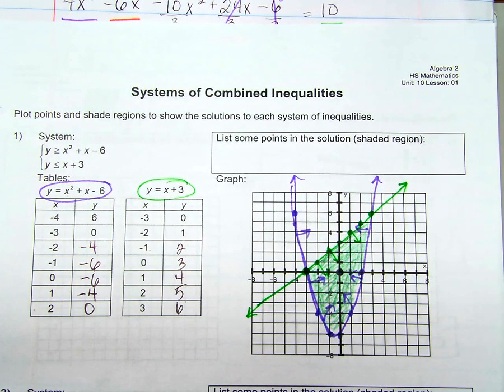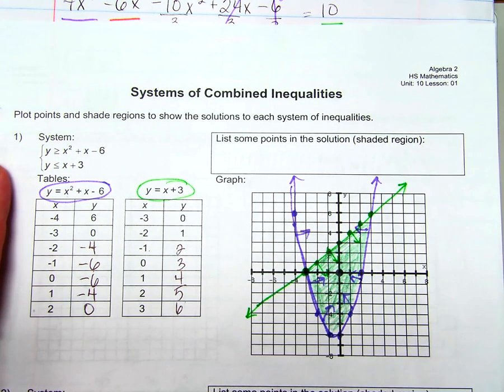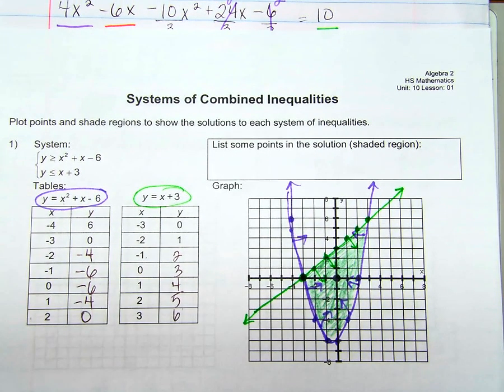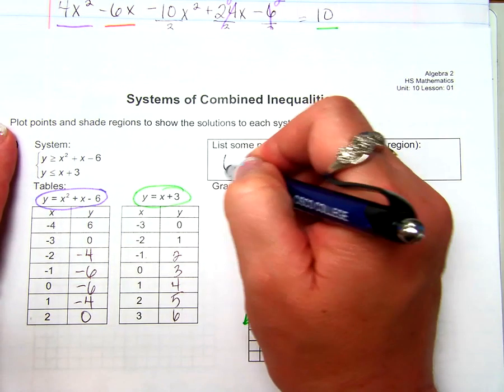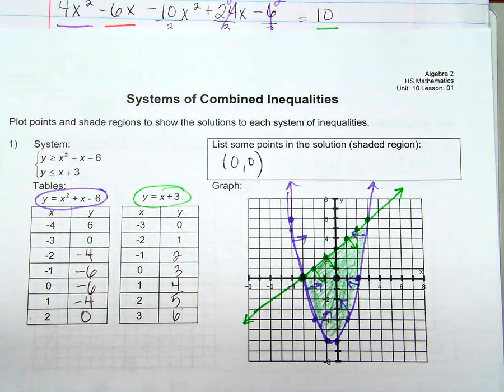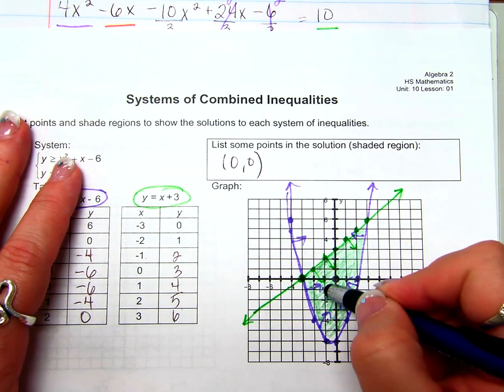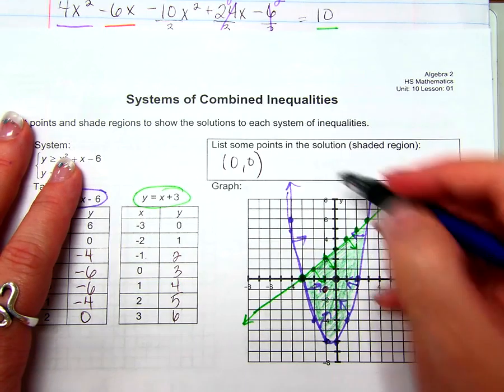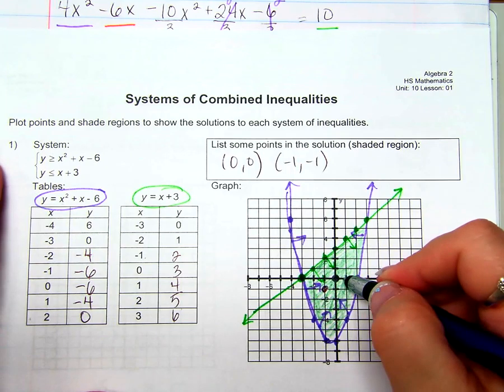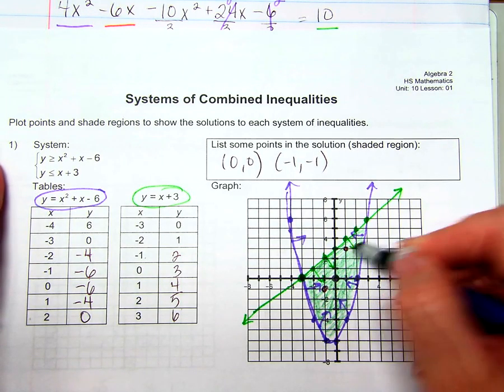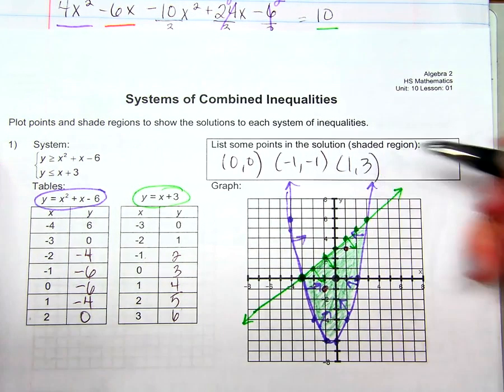Now, but it asks one more question just to make sure that you understand what's going on. List some points in the shaded region. List points in the solution. Can we choose 0, 0? Is it in the shaded region? Yeah. I want at least 3 points. So somebody else give me another one. Negative 1, negative 1. Is that in the shaded region? Absolutely. Negative 1, negative 1. One more? 1, 3. Ooh, that's pushing it. But it's still in the shaded region, isn't it?